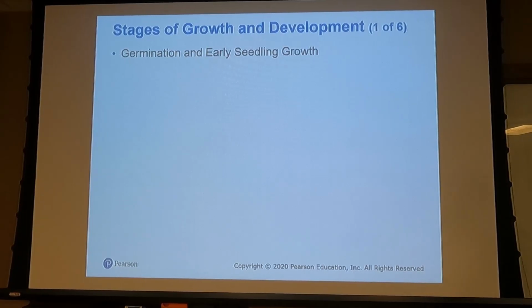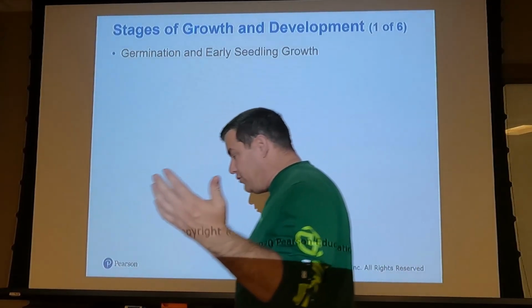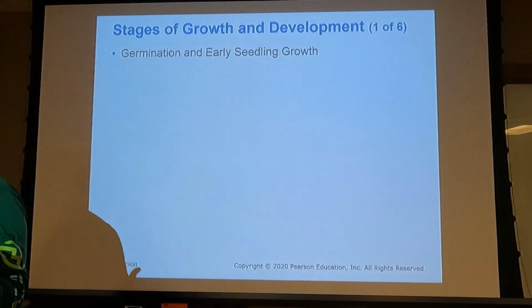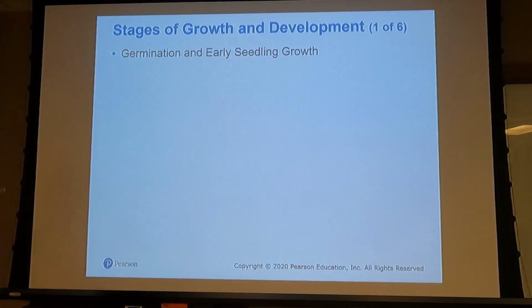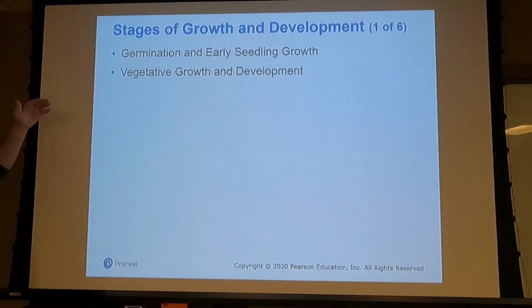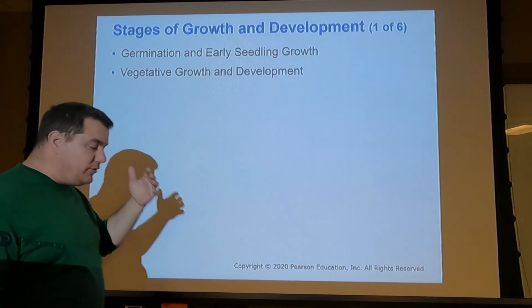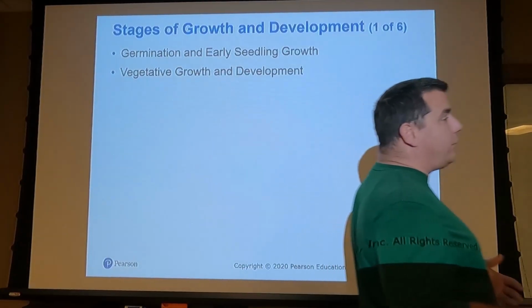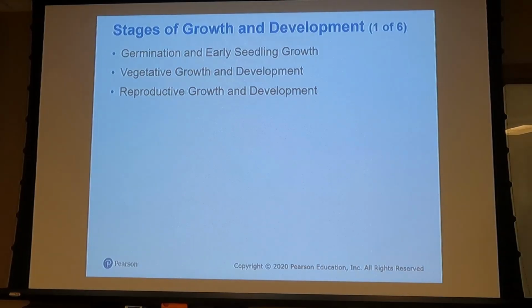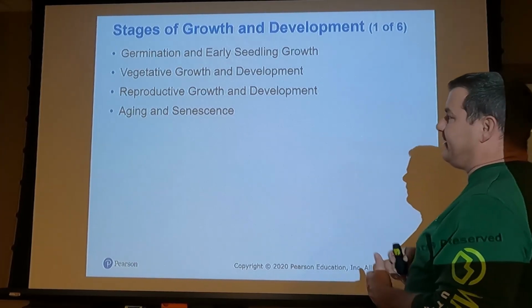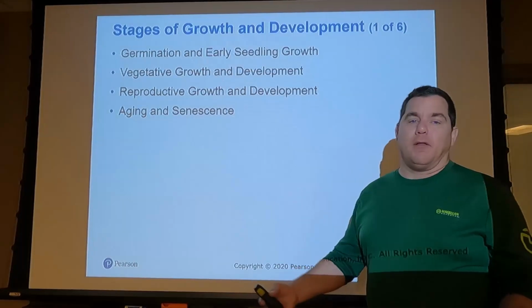So we have 4 stages of growth. Obviously, the seed needs to germinate, and then there will be early seedling growth. The plant will grow vegetatively, so it will begin to put out leaves and stems that are going to support the flowers and the fruit, which are the reproductive growth and development. We'll go into that a little bit later in this chapter. And then finally, aging and senescence. Senescence is the end of the life cycle.